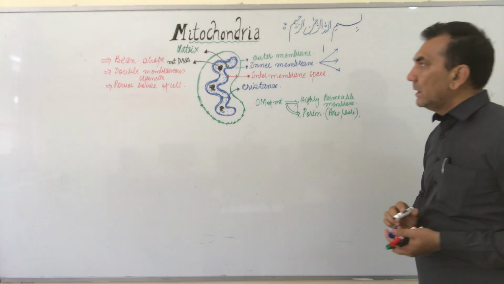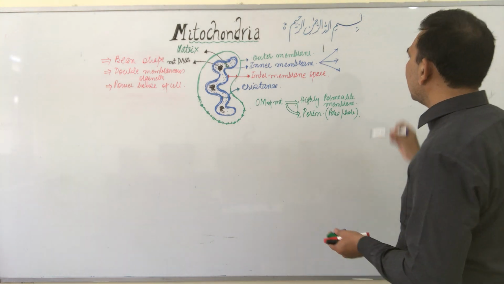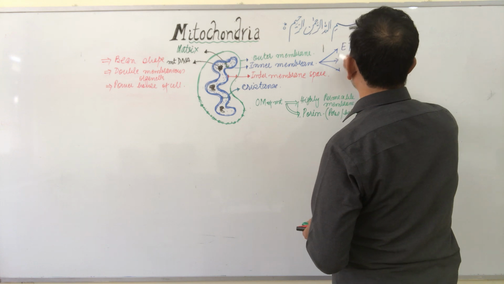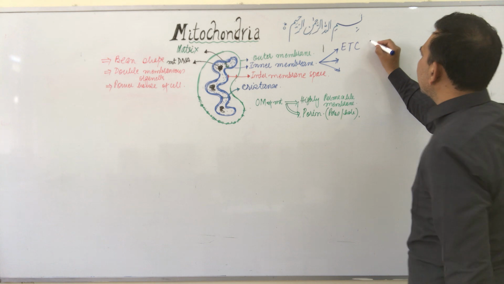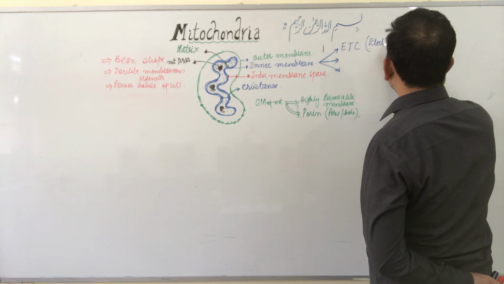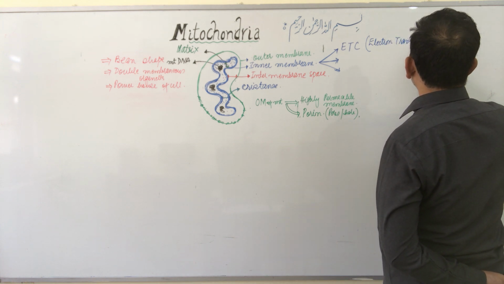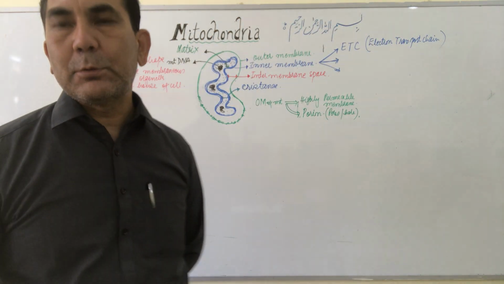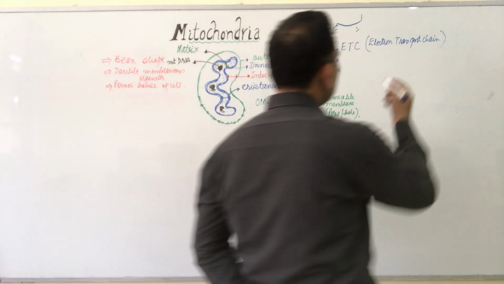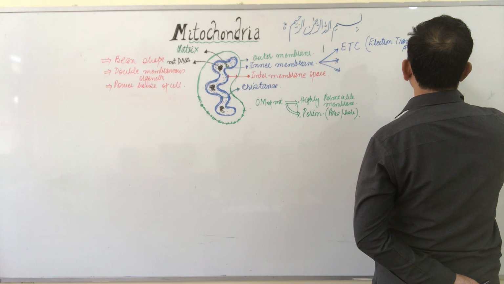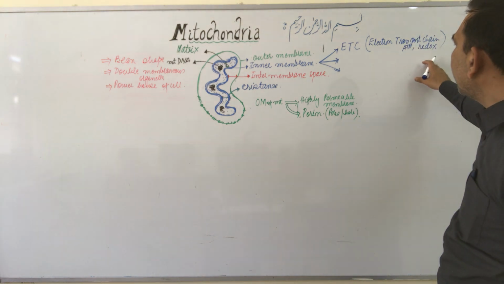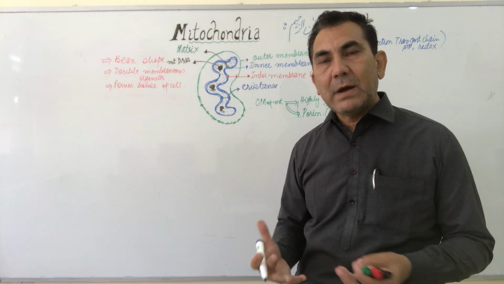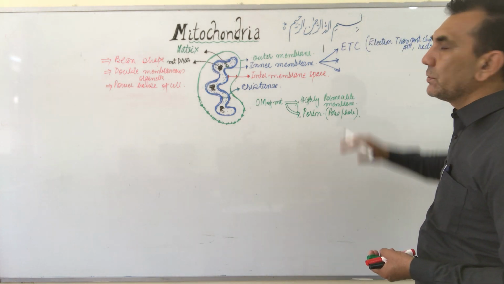The first function of this inner membrane is the electron transport chain, and this electron transport chain is responsible for the production of ATP. It also carries out redox reactions. Through the redox reactions, the electron transport chain makes more ATP by the binding of oxygen. So through the redox mechanism, ATP is produced.